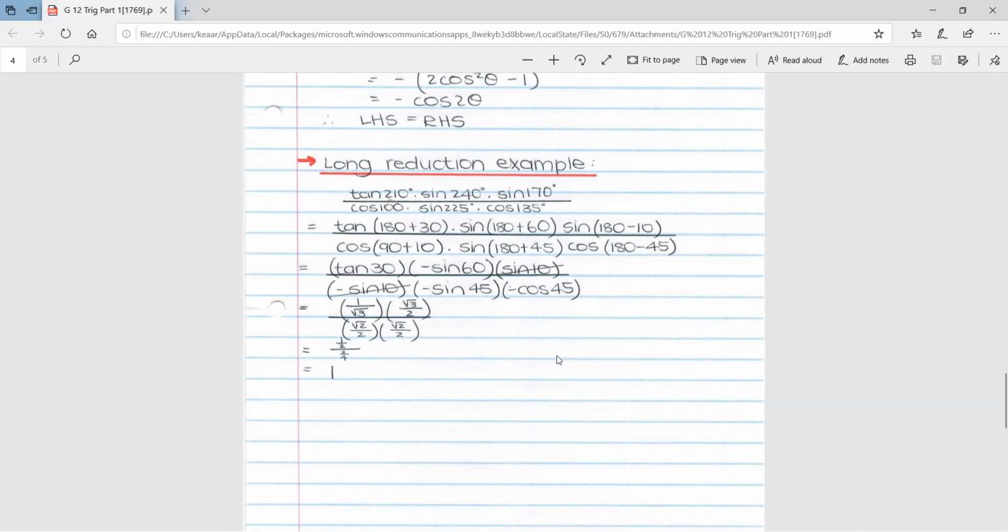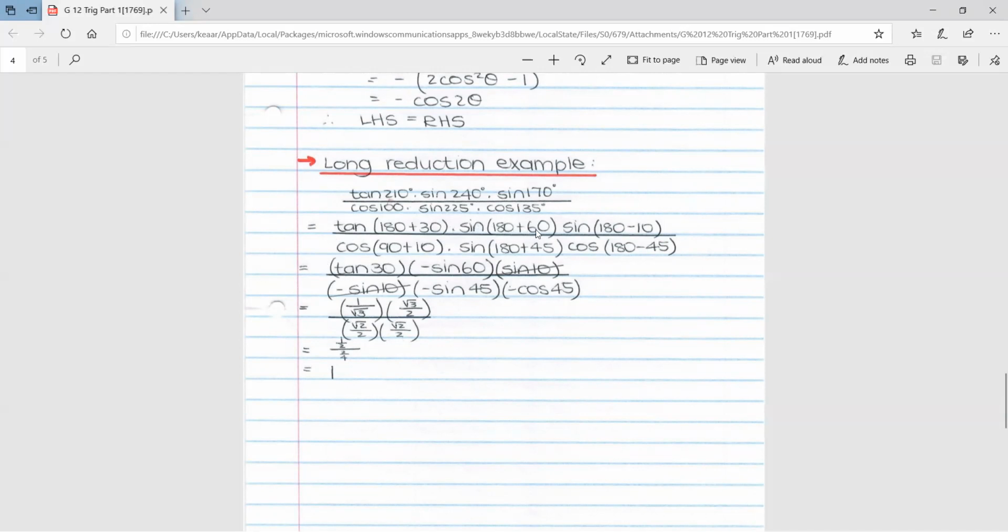It's probably a good idea to have your CAST diagram open with you for this example. Also, what I do is at the beginning of a test or exam, I just write it at the top of my question paper in pencil so that I've got it with me for the rest of the test. So then, let me just go back here. Tan of 180 plus 30, we said is in the third quadrant. Tan is positive in the third quadrant, so we're going to have positive tan of 30.